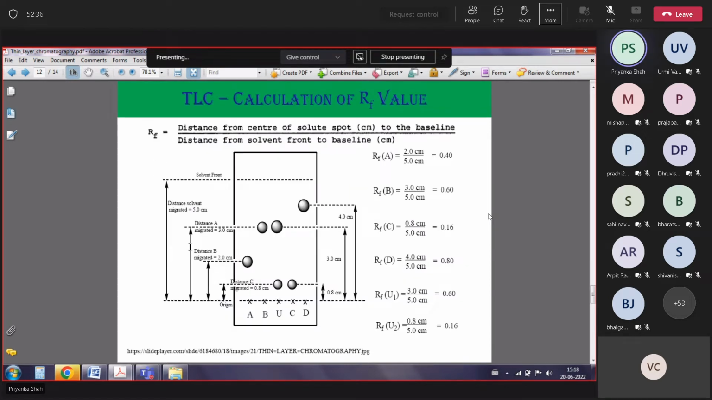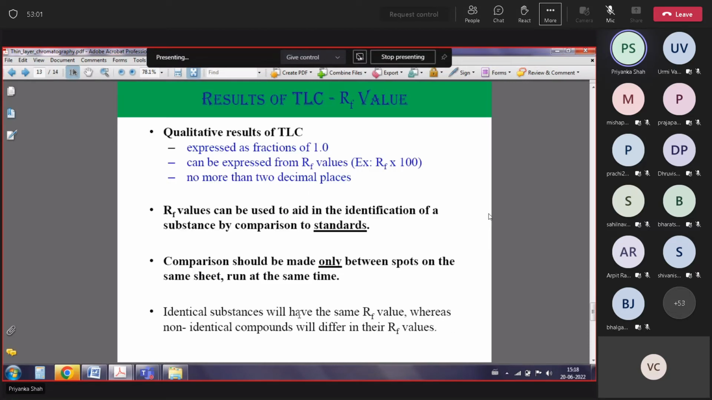This is a simple way to see how different compounds have migrated different distances, and this is the solvent front, which is 5 centimeters. You can see compounds A, B, C, D, U1 and U2, meaning unknown 1 and unknown 2, and these are the standards. By simply dividing by the solvent front distance, you can evaluate your RF values, right? The qualitative results of TLC are expressed as fractions of 1, and can be expressed as RF times 100, with no more than 2 decimal places.